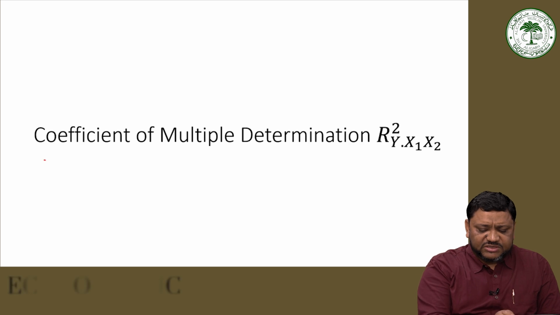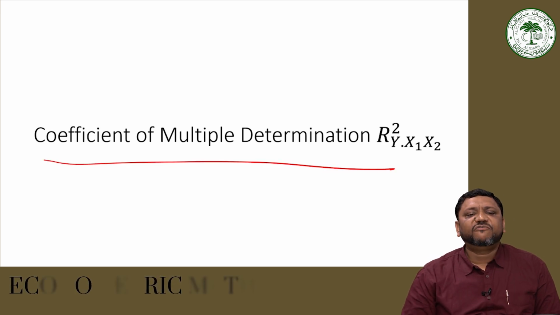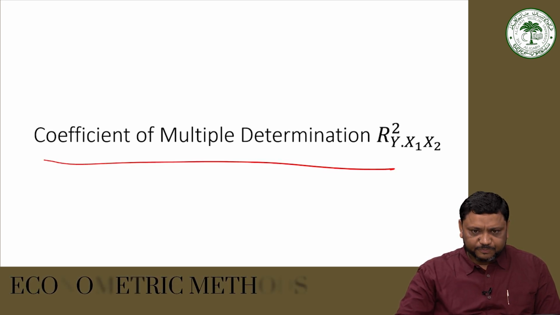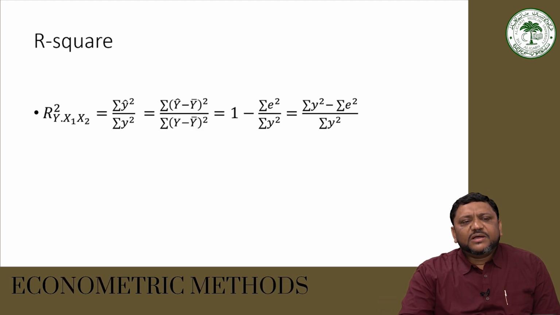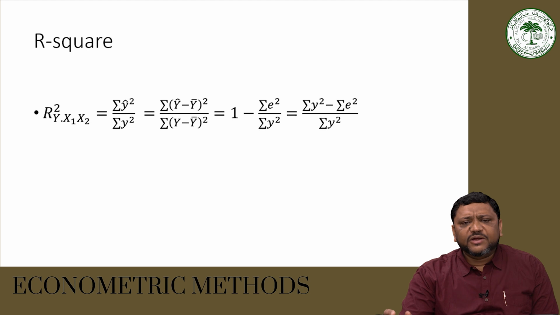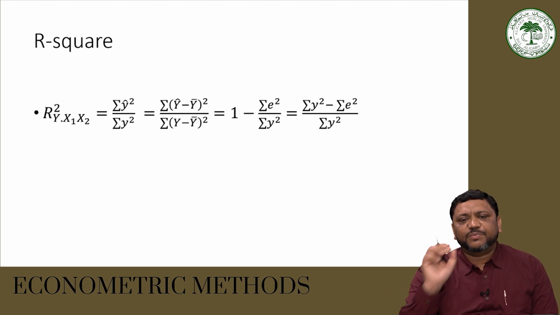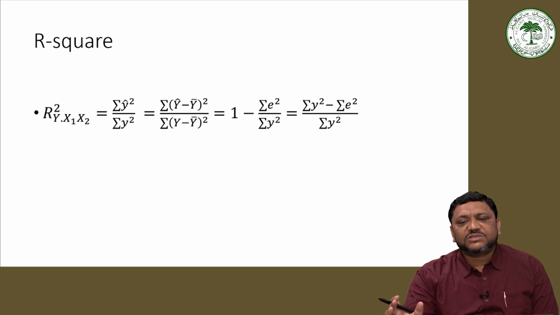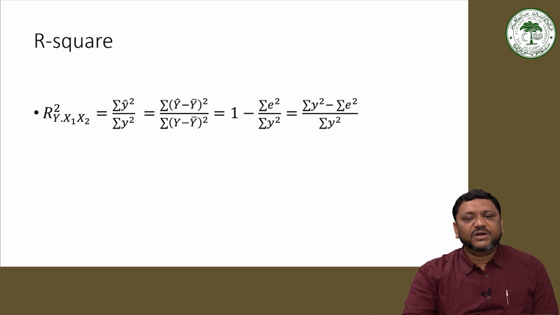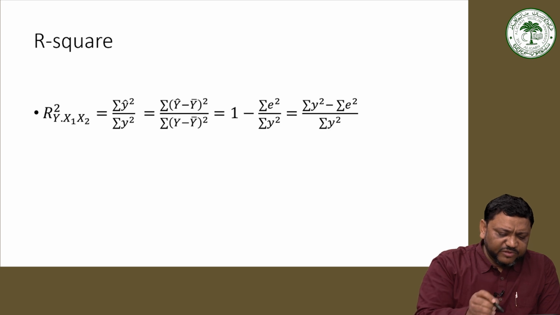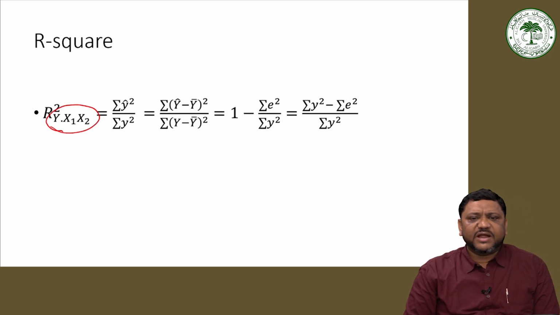The current lecture starts with the coefficient of multiple determination. When there are multiple explanatory variables, we refer to it as multiple correlation. And the square of the correlation coefficient is known as the coefficient of multiple determination, or squared multiple correlation coefficient, denoted by the letter r square. Along with r square, we write subscripts.